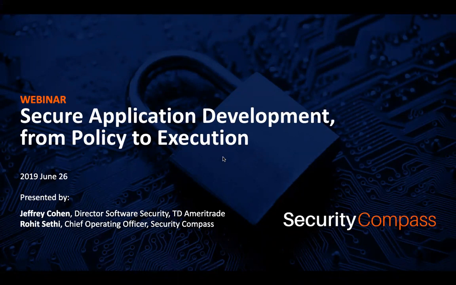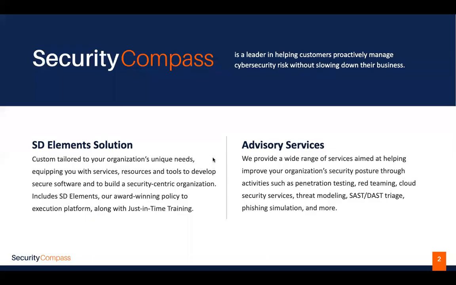So first, for those of you who don't know much about us, a small bit about our company. Security Compass is a B2B company focused on application security. So we help companies make their software secure and manage cybersecurity risks without slowing down their business. At the nucleus of our solution is SD Elements, our policy to execution platform for security and compliance. And we can deliver just-in-time application security training for developers through integrations with SD Elements. We also have a large bench of security consultants who perform a variety of advisory services, including pen testing and red teaming.